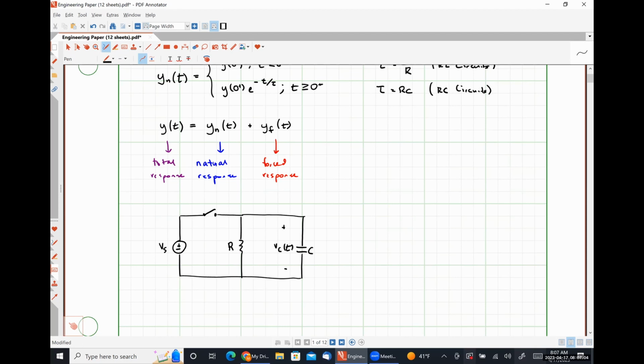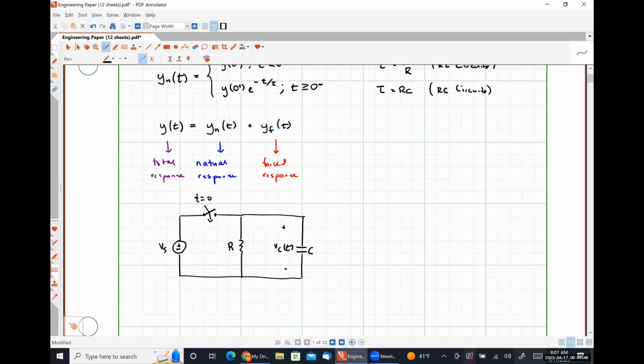Vc of t. Unlike what we did last Friday, I'm going to say that the switch closes at t is equal to 0, right? So everything that we did last Friday was disconnecting our excitation source, whether it was a voltage source, current source, or whatever. We were disconnecting our excitation source from our first order network. Now we're taking into account what happens when we connect or leave an excitation source in.